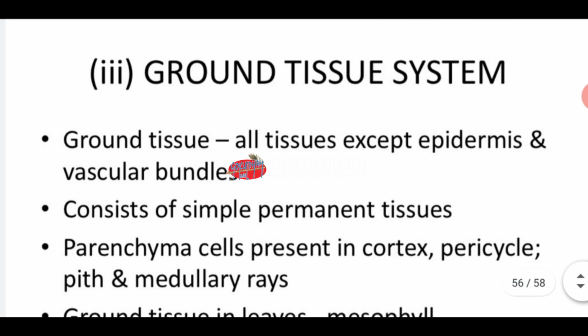Now, the third type of tissue system is the ground tissue system. Ground tissue is all the tissue except epidermis and vascular bundles. Means all the tissues in the plant except epidermis and vascular bundles we call ground tissue. It consists of simple permanent tissue.